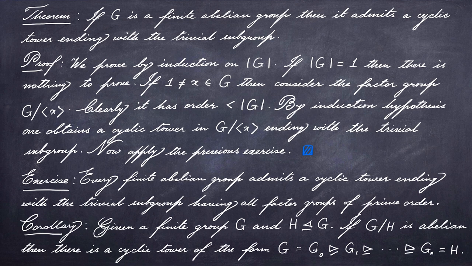Otherwise, we choose a non-identity element x in G and consider the factor group G modulo the cyclic subgroup generated by x. This factor group has order strictly less than that of G because x is not the identity. Hence, from the induction hypothesis, we obtain a cyclic tower in G modulo this cyclic subgroup ending with the trivial subgroup.